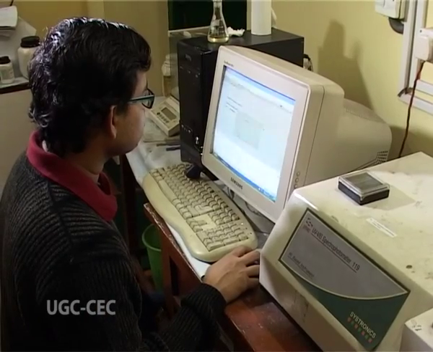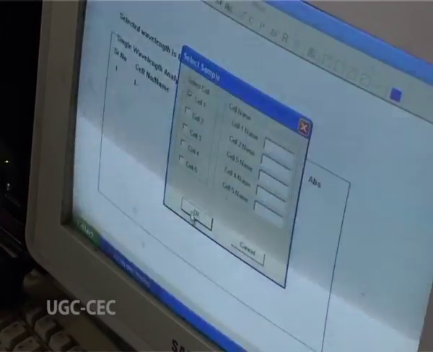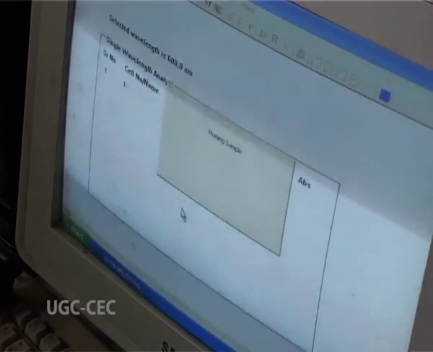This is a very critical step. You have to strictly maintain this OD, otherwise you won't get successful results in conjugation experiment.